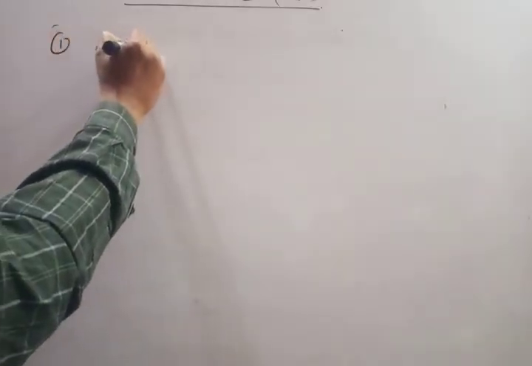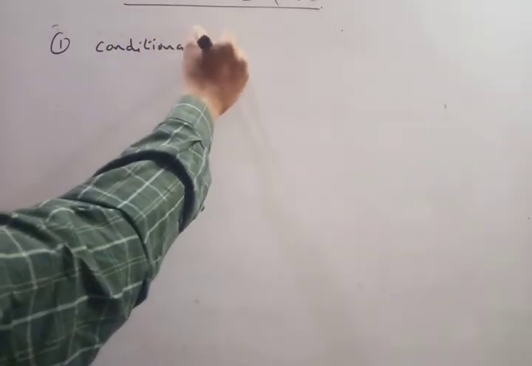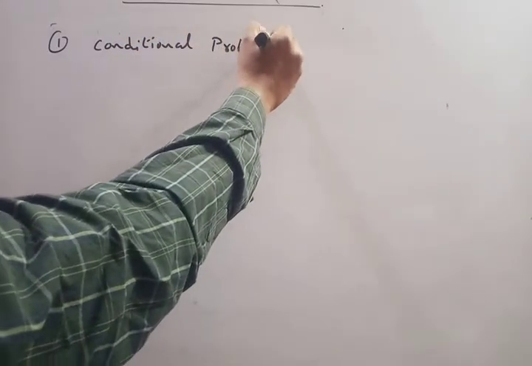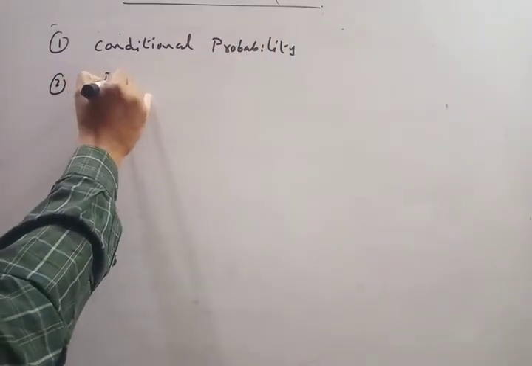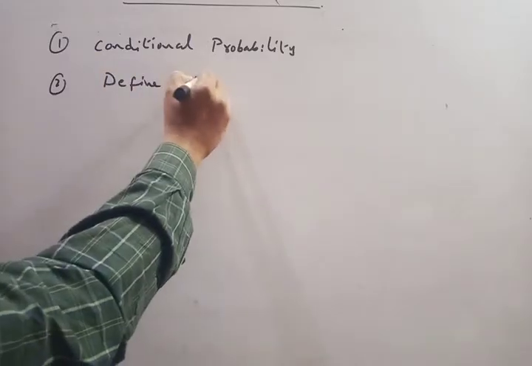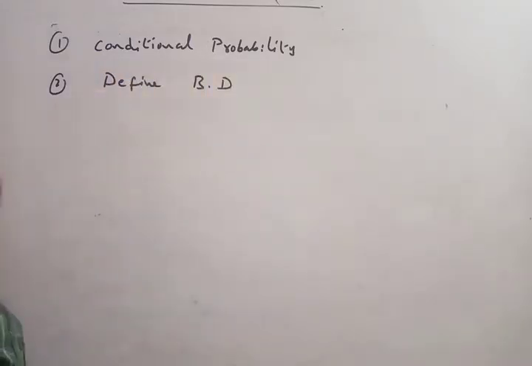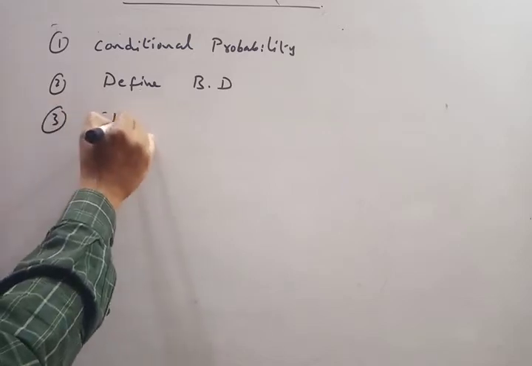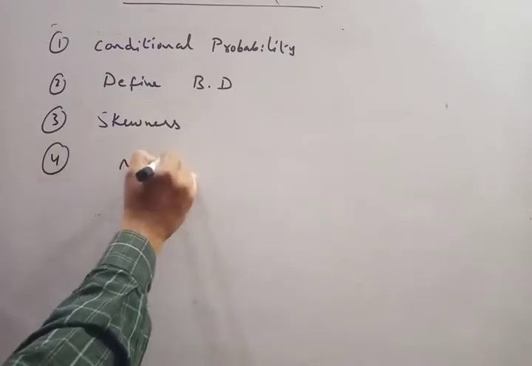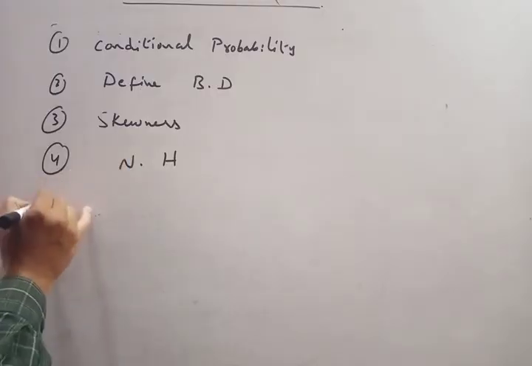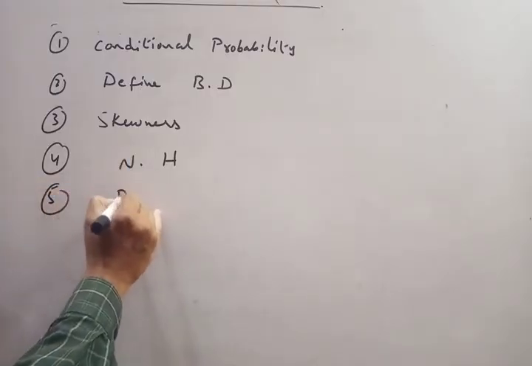In another paper, the first question he gave: define conditional probability. Definition of conditional probability. Then define binomial distribution. Then define skewness; we have to write the definition of skewness. Then define null hypothesis. So what is the null hypothesis? Then he is asking, define population and sample.